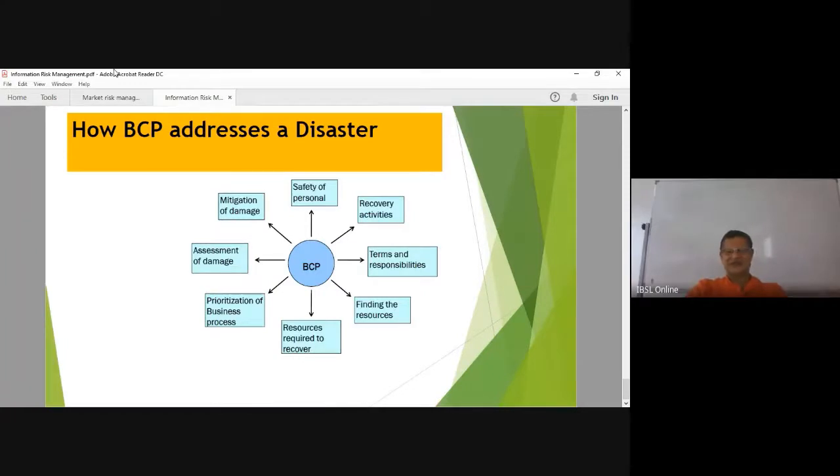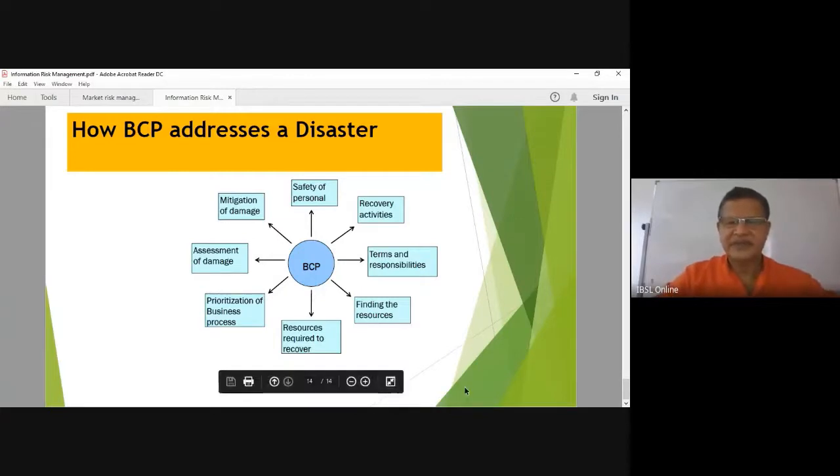Then also you need to prioritize the business processes we need to first undertake and what you can postpone. Immediately, the rest of the things, you assess the damage and then mitigation action will take place. So this is very important, this subject. Prioritize safety of people, who is responsible, assessing the damage are important areas in a business continuity plan. That is actually a disaster recovery process, and with that you should be able to start.